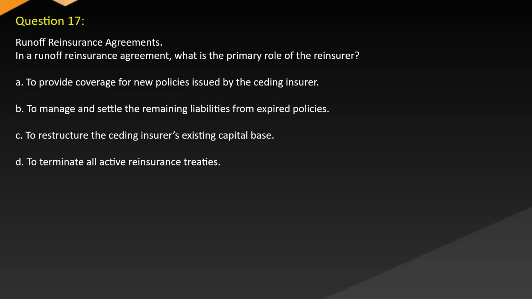Question 17. Runoff reinsurance agreements. In a runoff reinsurance agreement, what is the primary role of the reinsurer? A. To provide coverage for new policies issued by the ceding insurer. B. To manage and settle the remaining liabilities from expired policies. C. To restructure the ceding insurer's existing capital base. D. To terminate all active reinsurance treaties.